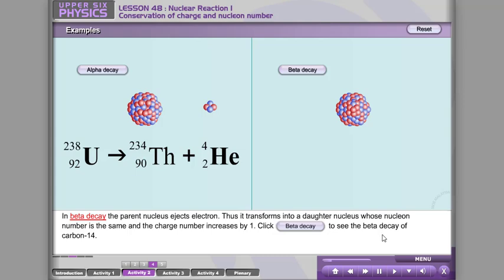In beta decay, the parent nucleus ejects an electron. Thus, it transforms into a daughter nucleus whose nucleon number is the same and whose charge number increases by 1. Click the beta decay button to see the beta decay of carbon-14.